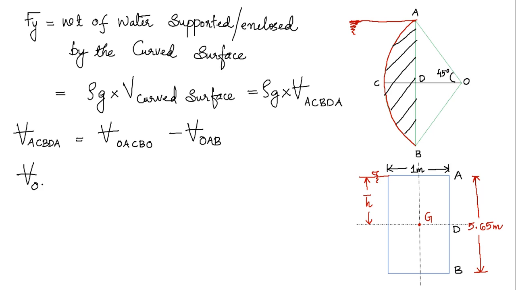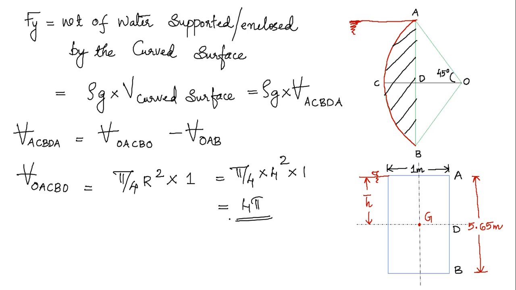So volume of OACBO is equal to the area of the sector, which is pi by 4 r square. Since it is a 90-degree sector, the volume will be pi by 4 r square into length of the gate. Length of the gate is 1 meter. So we'll get it as 4 pi. And volume of OAB is equal to the area of this triangle into length. Area of the triangle is half into base into altitude, into length, 1 meter.